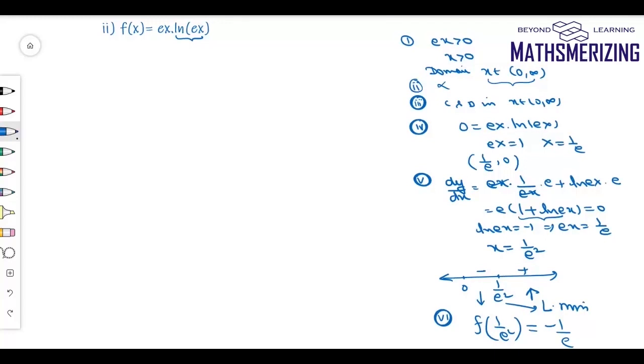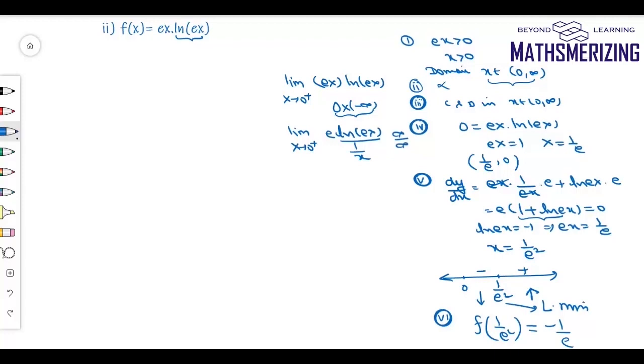Now here, because the domain is from 0 to infinity, I'll need to find this limit: limit x tends to 0 positive of x ln x. The first thing that we'll do in any limit is to find its form. Its form is 0 into ln 0, which is minus infinity. So it is 0 into infinity, which is an indeterminate form. So I can write it as limit x tends to 0 positive of ln x upon 1 upon x, which is infinity upon infinity form.